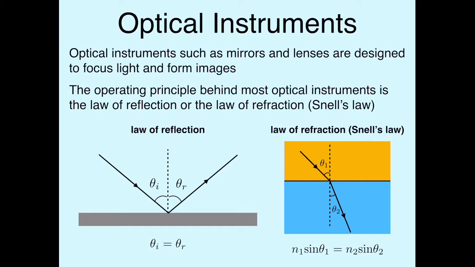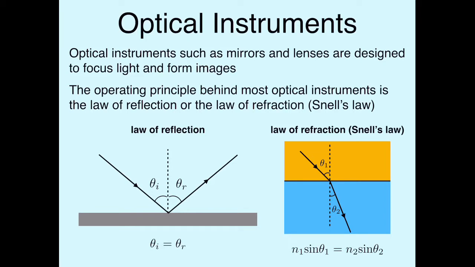But the basic physical principle behind most optical instruments is really simple, and it's something we've seen before. I'm talking about the law of reflection and the law of refraction, better known as Snell's law. So remember, if you have a ray of light coming in and then reflecting off of a surface, the law of reflection says that the angle of incidence is equal to the angle of reflection. And of course, these two angles are measured relative to the normal line of the surface. So that's basically how reflection works.